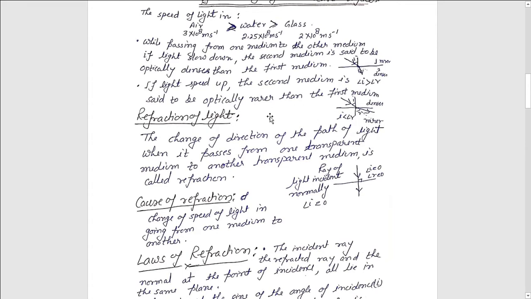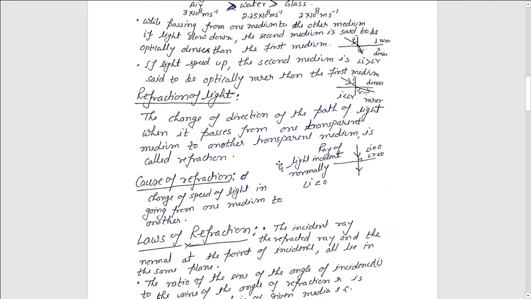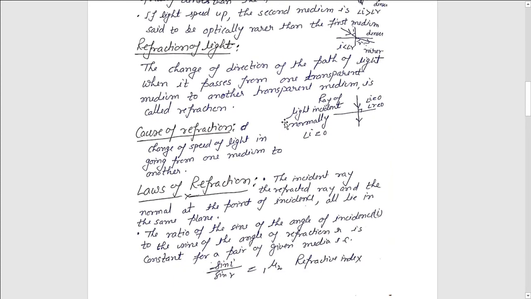Fine? So, what is refraction of light? I hope you all know. The change of direction of the path of light when it passes from one transparent medium to other transparent medium is called refraction. And what is the cause of refraction? Change of speed of light in going from one medium to another medium. What is the cause of bending of ray of light from its original path? Change of speed of light.